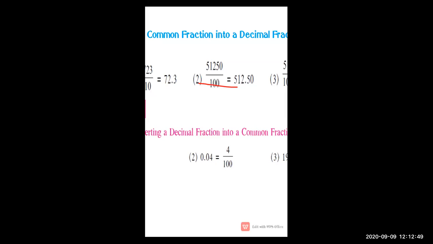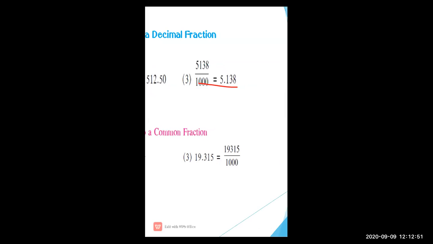Now the third example you can see, it is given in 1000. The question is 5138 divided by, or upon, 1000. 1000 means the point should be given after three numbers. So here 5138, we have already written the question. Then after three numbers, we have to put a point. So here 138 should be put after the point, then 5.